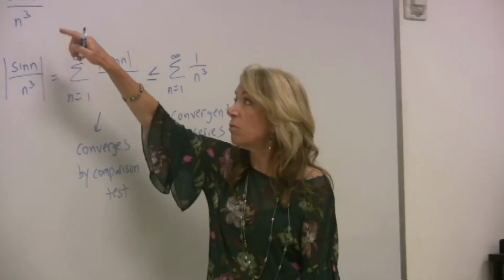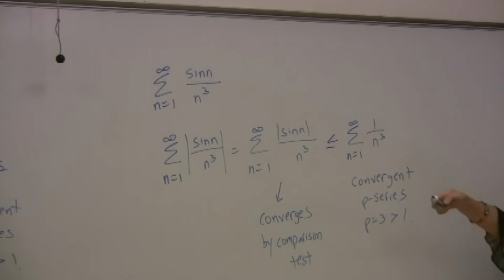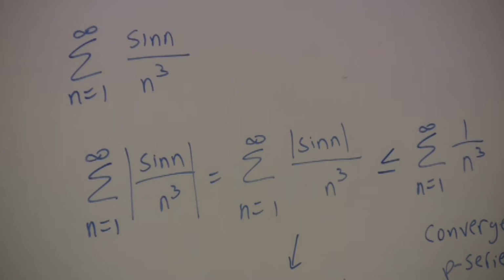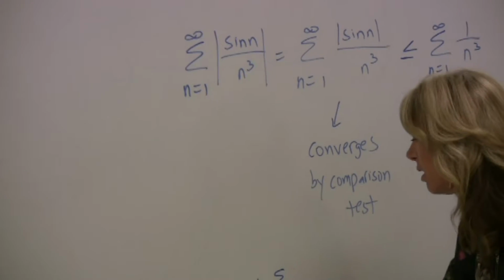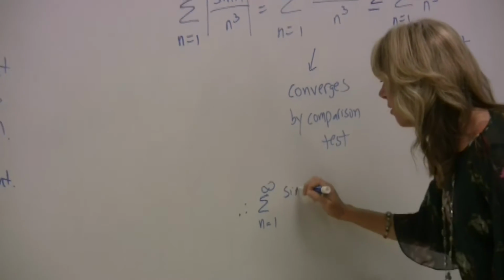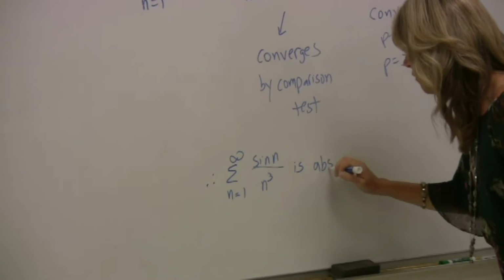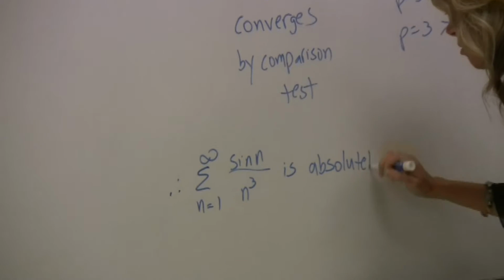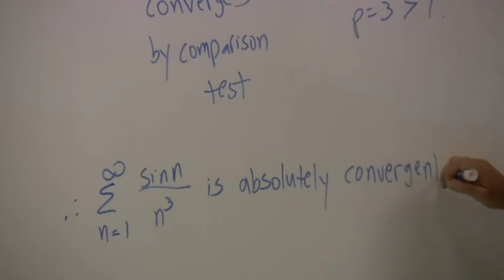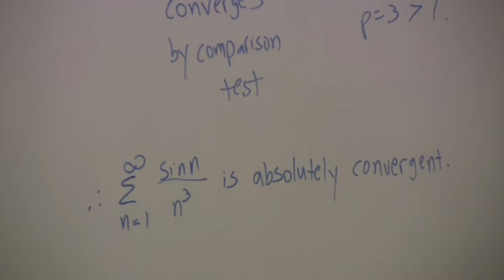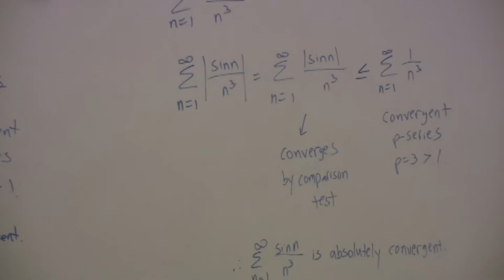The question was, what does this series do? Is it absolutely convergent? It's absolutely convergent because when we took its absolute values, it converged. So therefore, the original series, n equals 1 to infinity, sine n over n cubed, is absolutely convergent. So even if all the signs were positive, it would still converge.